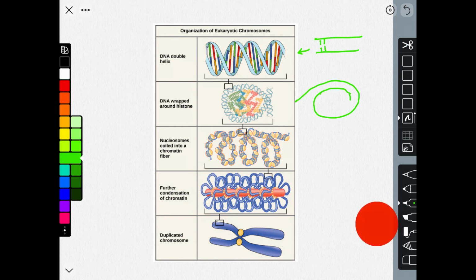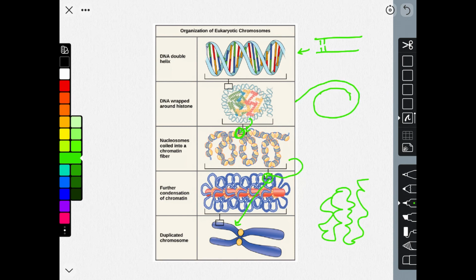Once you look at one of these histones, so here would be like one histone, you've got nucleosomes, which are multiple histones that get coiled into what's called a chromatin fiber. Then the chromatin gets coiled, and once that chromatin gets coiled, you end up with the chromosome, which is a much more solid structure. So if you looked at the cell and you looked at its DNA, you wouldn't be able to see it. And then once it gets compact, it would look kind of like spaghetti.